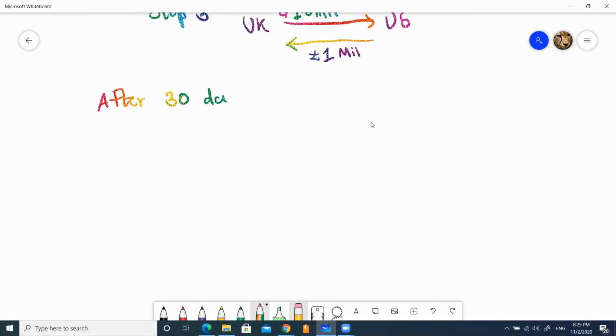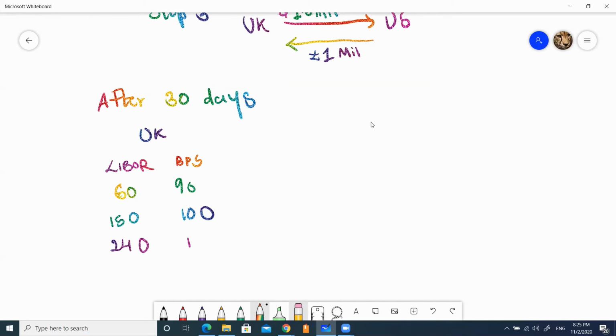After 30 days, these are the rates in the market. For the UK, this is the LIBOR rate and these are the basis points. For 60 days, it is 90. For 150 days, it is 100. For 240 days, it is 110. And for 330 days, it is 120.